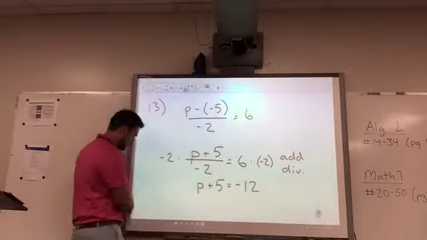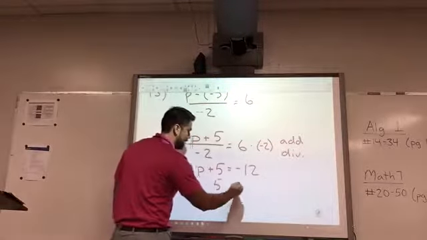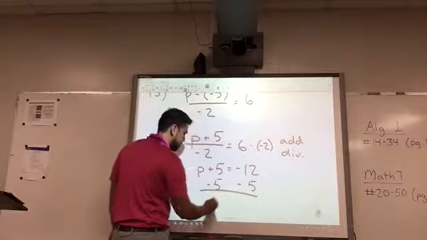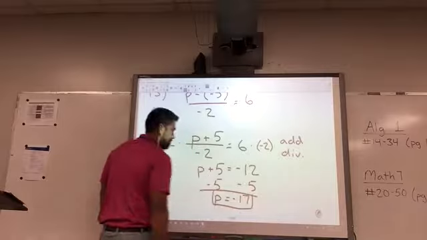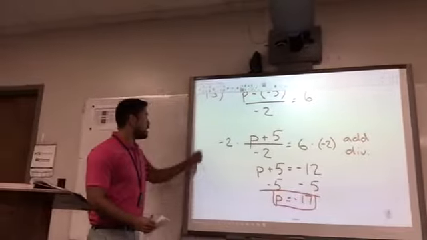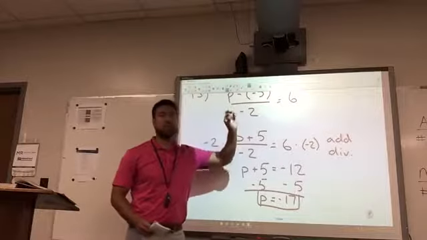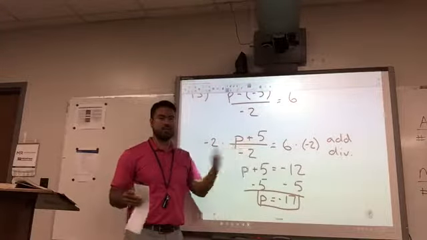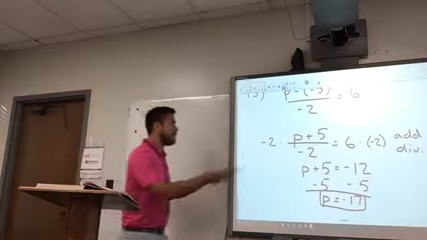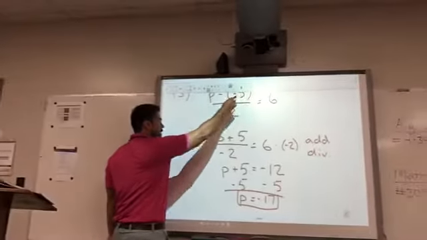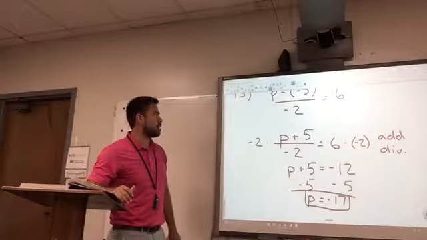And then what do I do to both sides to get rid of that addition? Subtract 5 from both sides. And I'm left with P equals negative 17. You can rearrange things to help you to understand the problem better before you even start adding, multiplying, dividing, subtracting, as long as you're doing it properly. Am I allowed to change P minus negative 5 into P plus 5? Yes, so do it if that helps you out.